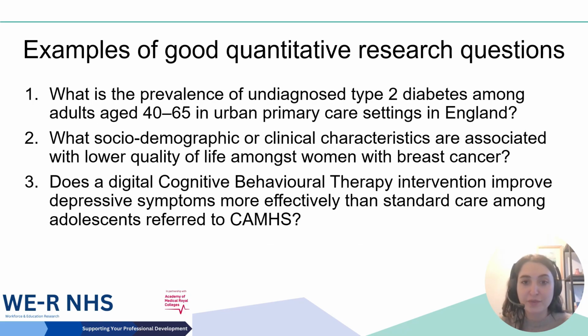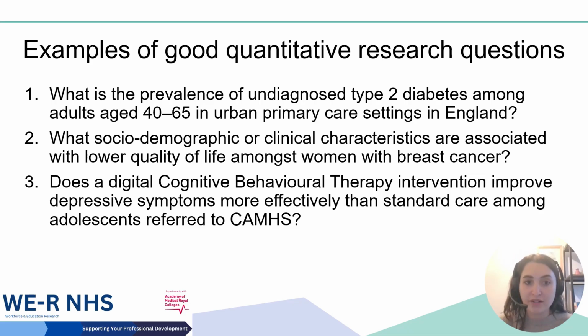Here are some examples of some good quantitative research questions. So, firstly, what is the prevalence of undiagnosed type 2 diabetes among adults aged 40 to 65 in urban primary care settings in England? Secondly, what socio-demographic or clinical characteristics are associated with lower quality of life amongst women with breast cancer? Or a final example, does a digital cognitive behavioural therapy intervention improve depressive symptoms more effectively than standard care among adolescents referred to CAMS?